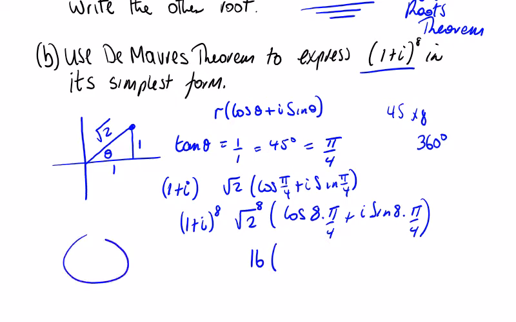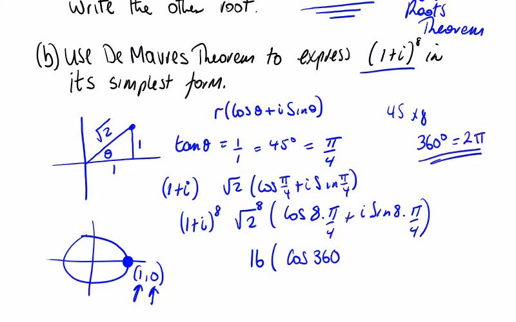The unit circle will give us the points. So at 360, we've come all the way back around to the point 1, 0. So the cos of the angle is 1, the sine of the angle is 0. You can write the cos of 360 or the cos of 2 pi, either one is fine, plus i sine 360. We're going to get 16 times 1 plus 0i, which is just equal to 16.